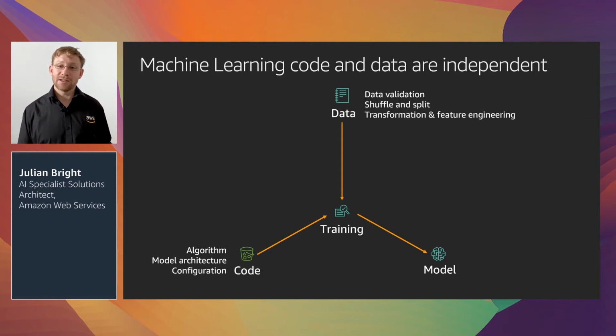And then in terms of the data, we need to make sure we have good data validation strategies, including being able to shuffle this data and split it into training sets, validation sets, and test sets to ensure that our machine learning algorithm is learning. And finally, to feed the data into the model, we often need to perform some transformation or feature engineering to make this happen. So for the model artifact, we then need to perform analysis on this.